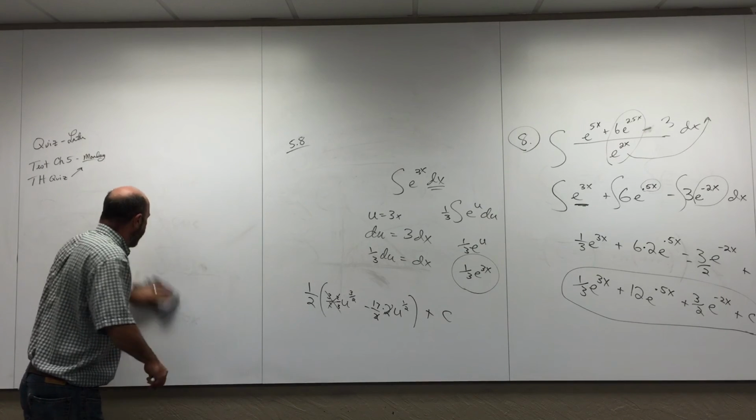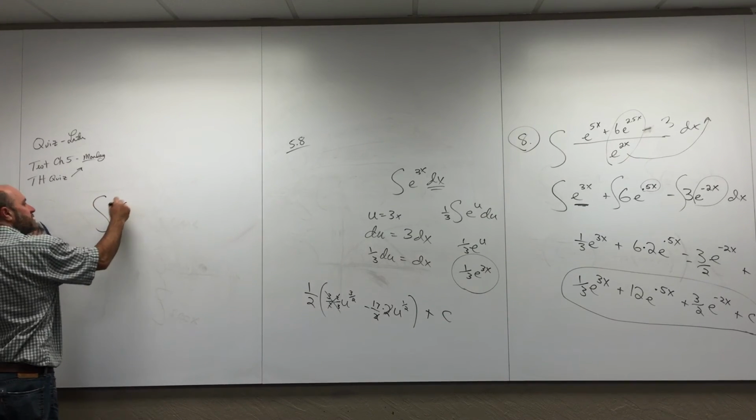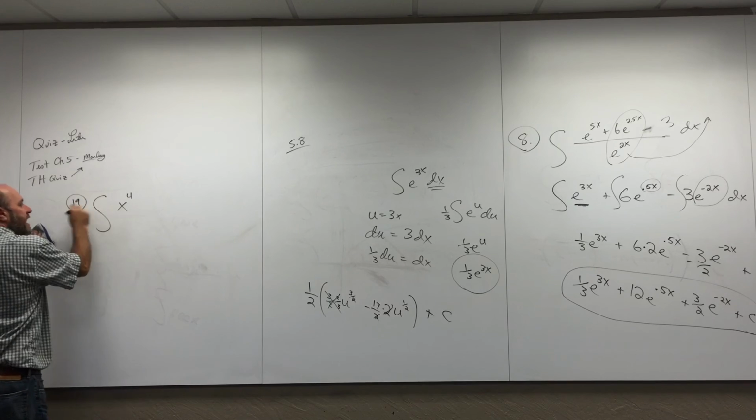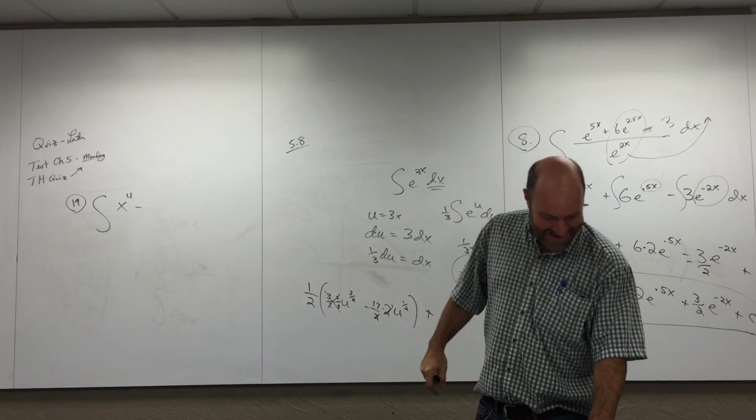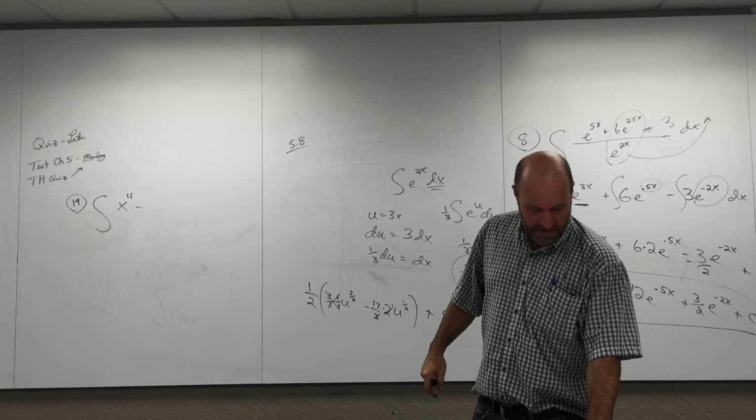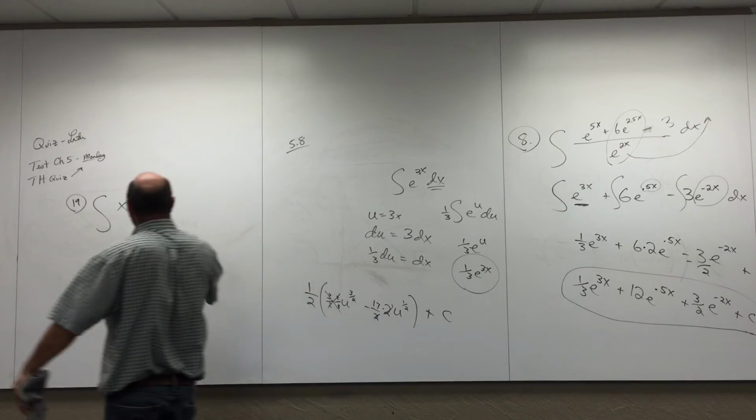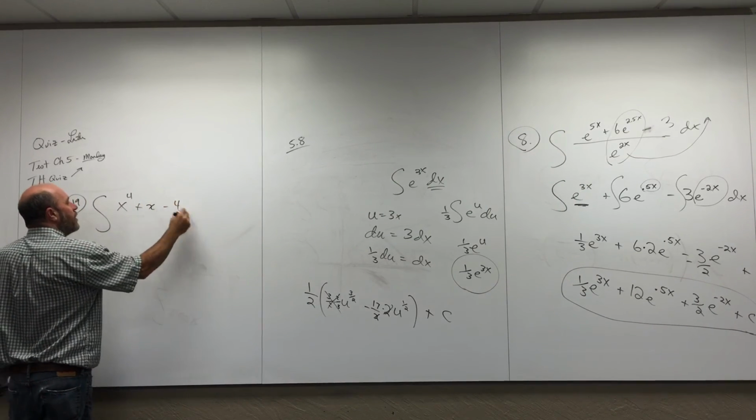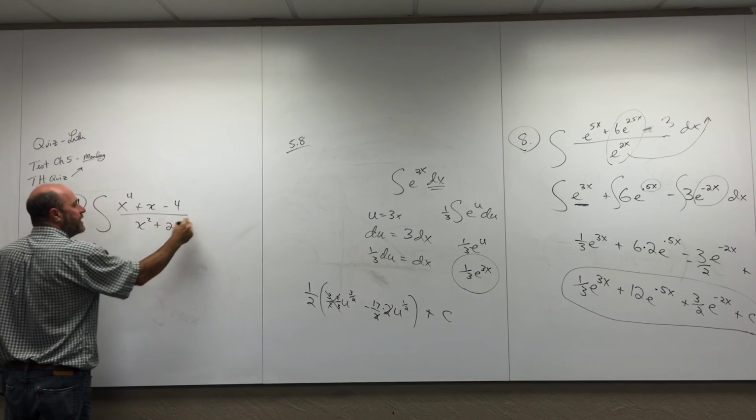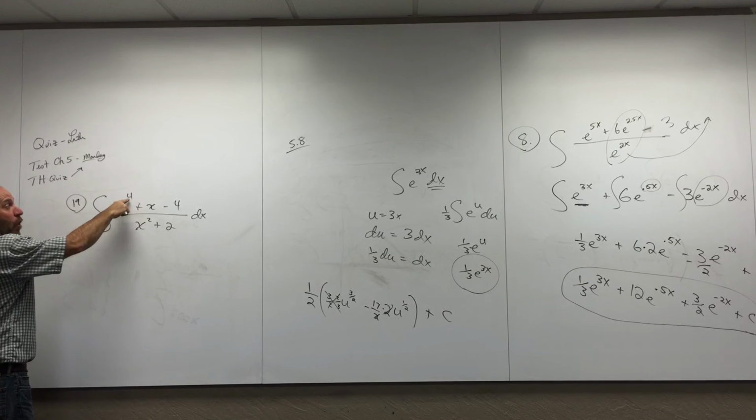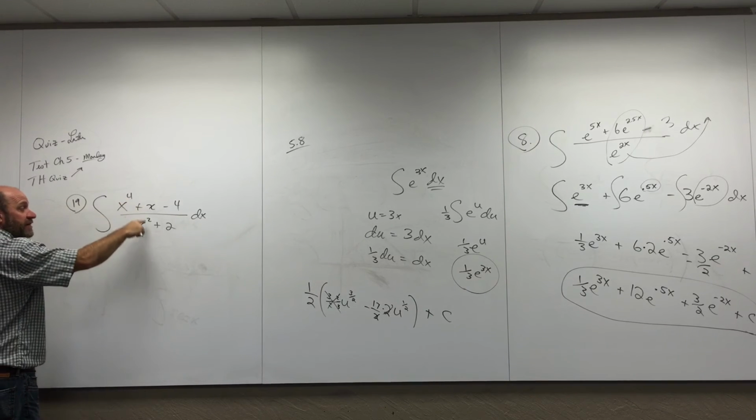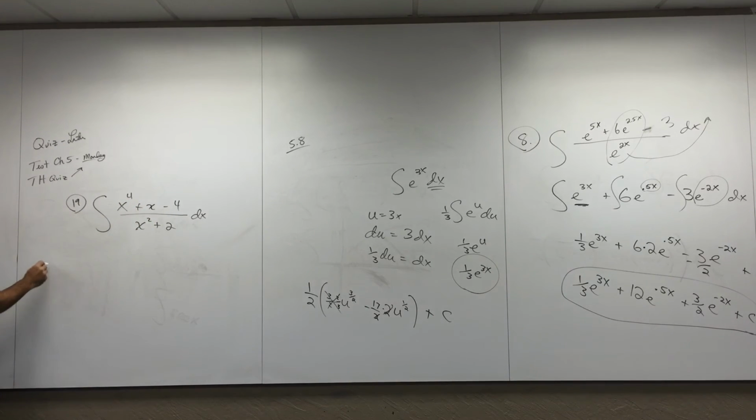Yeah. All right, so his first question was 19, which was x to the 4th plus x minus 4 over x squared plus 2. And he's right. When you notice that the numerator has a higher or equal degree than the denominator, we ought to do long division.